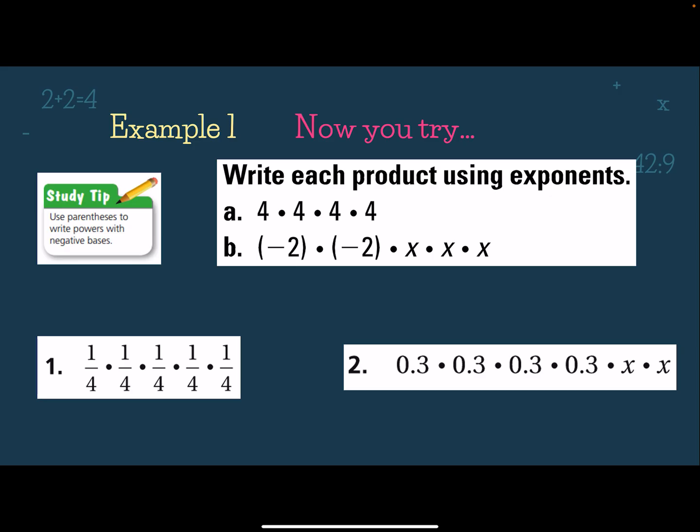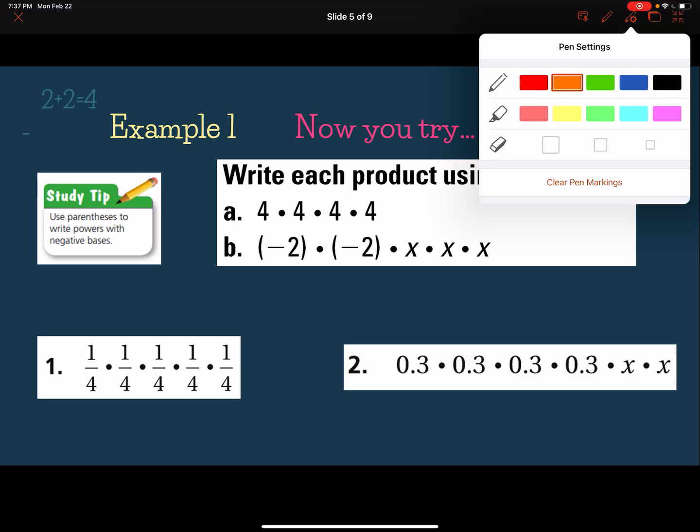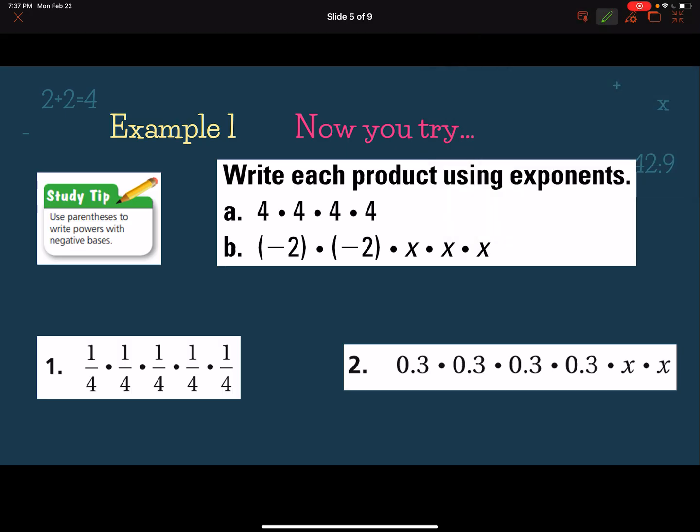Okay, now you try these 4 examples just like we did. Remember, you're not simplifying or solving it, you're just writing it with an exponent. Pause the video if you need to and come back and check your work.